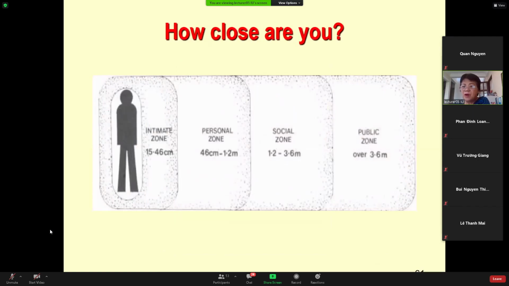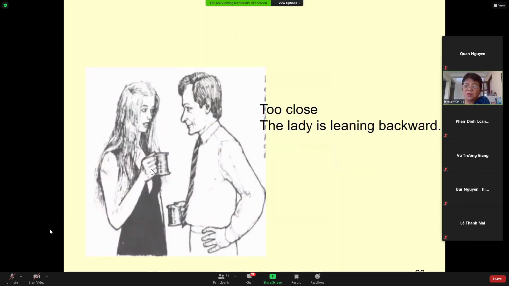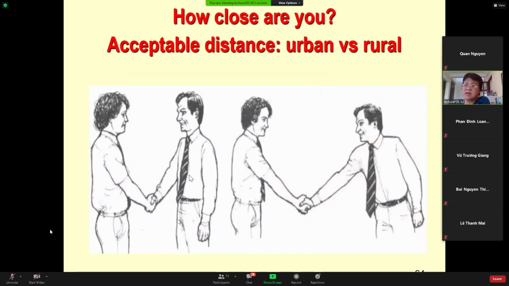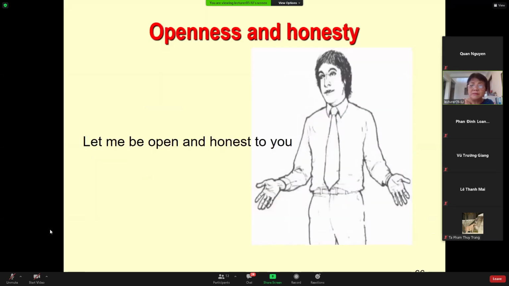Give you some kind of body language, sometimes how close it is: acceptable distance, too close, or acceptable distance, urban or rural, etc. This can give you some reading for more understanding. Okay? The body language is important, but it can be used as additional information. It cannot be used as a final decision maker. Okay.